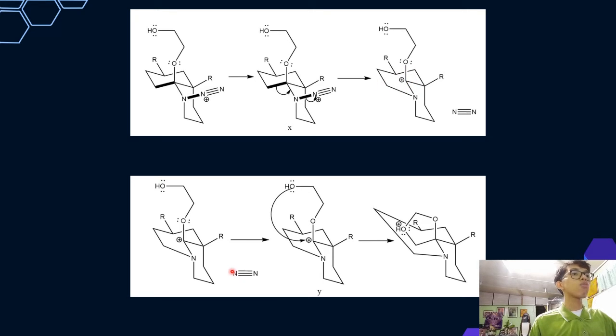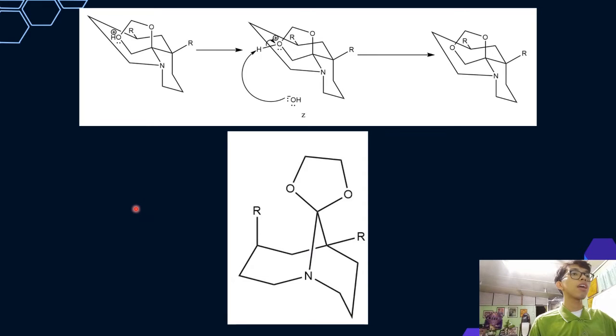Now for Y, the alcohol here, which has an excess of electrons, it has lone pairs, would attack the carbocation, leading to that oxygen being bonded to the carbon as shown in this mechanism. And now for Z, you have the deprotonation of the alcohol.